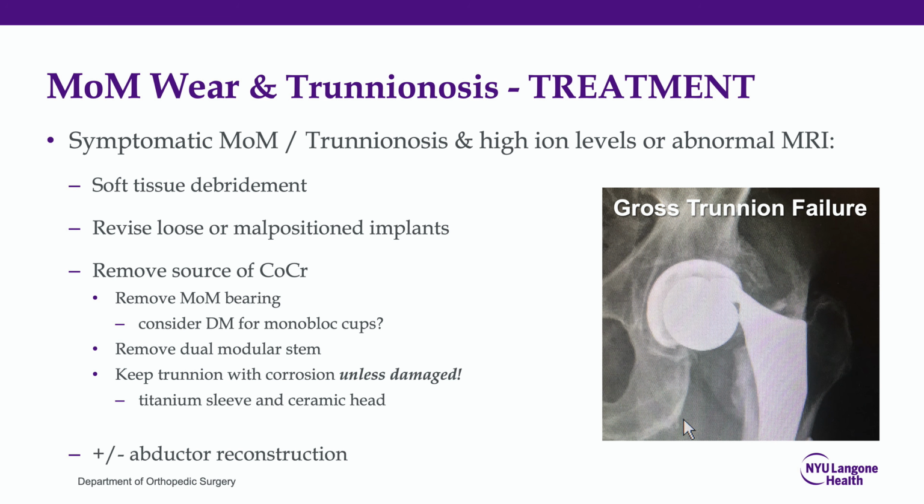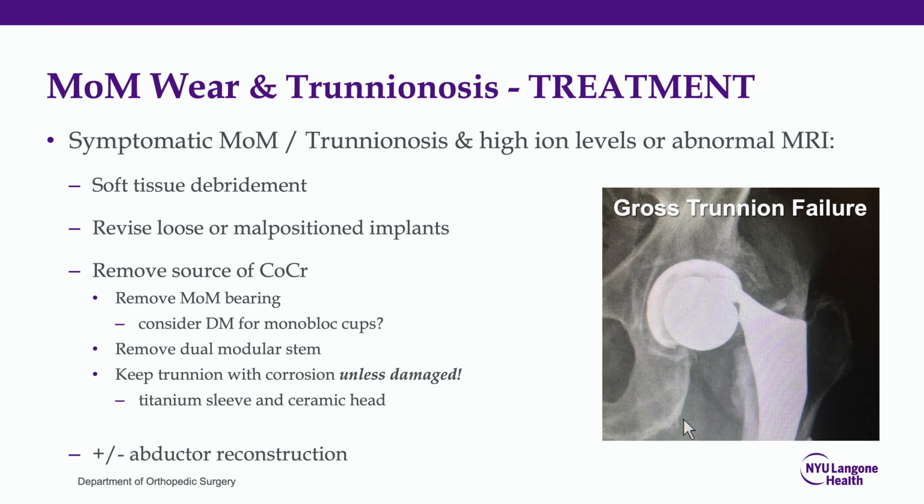But if you just have corrosion, you can do your best to remove the corrosion products with a lap sponge, or there's been descriptions of using other tools to help remove corrosion products to the extent that it's possible. But then just place a titanium sleeve over the taper, so you've got a new fresh taper and a ceramic head. And you can actually retain that femoral component.